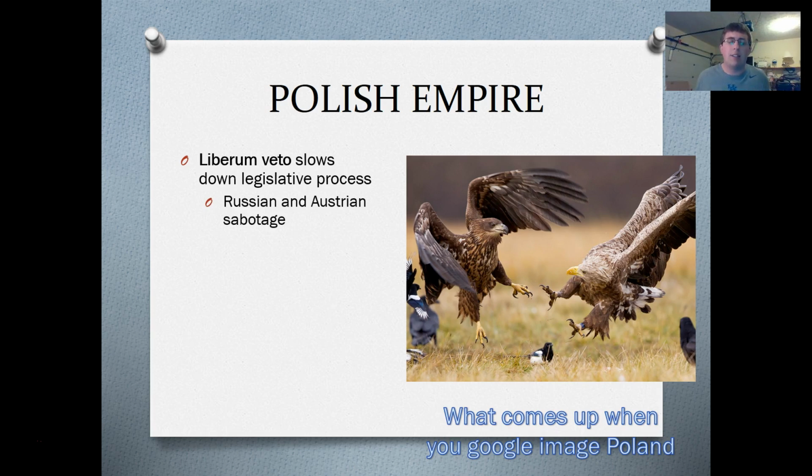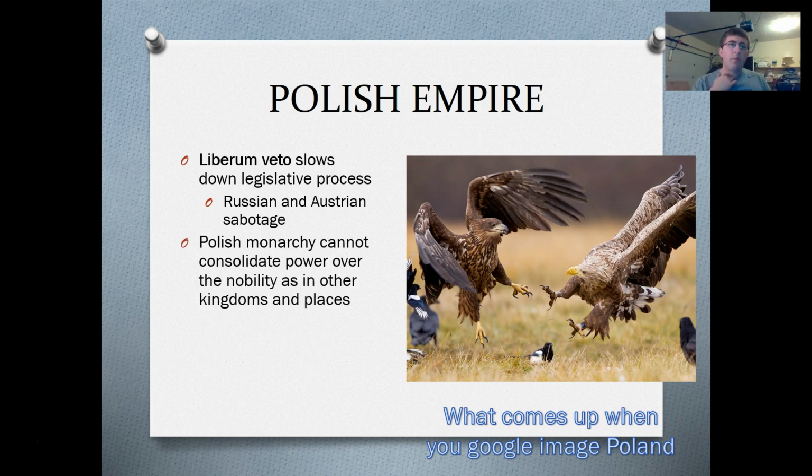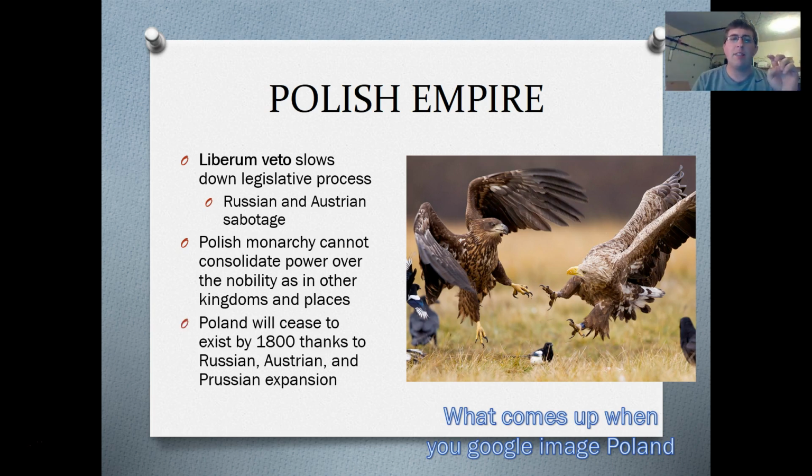That's going to slow down the process. It's also going to allow maybe some sabotage, and maybe a noble who's voting to be blackmailed to slow down the movement. So all of this legislative non-action leads to squabbles between the monarchy and nobility. And because of that, Poland is going to eventually wither away and die by the year 1800, thanks in part to Russia, Austria, and Prussia expanding into stronger states. Poland does not have the flexibility inside of their government. They do not have the cooperation between monarchy and nobility to be able to take on these outside threats.